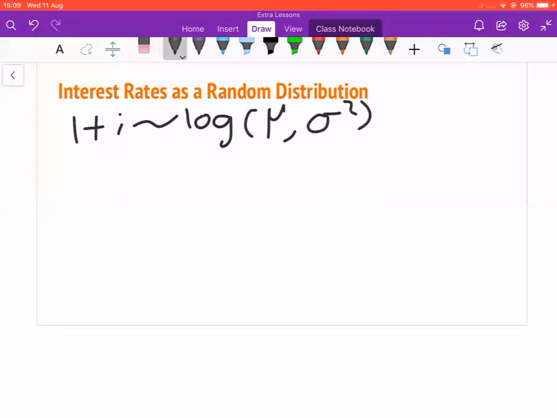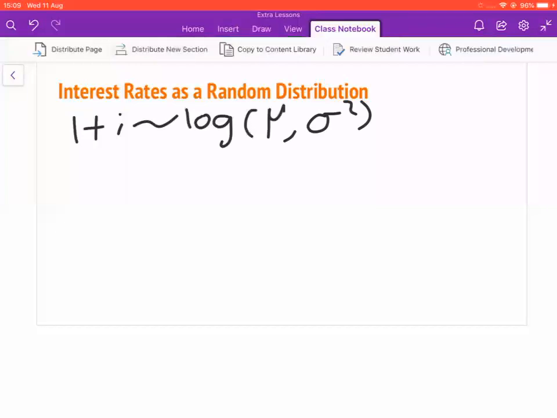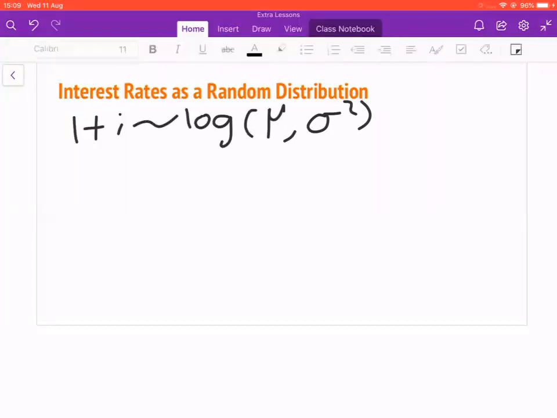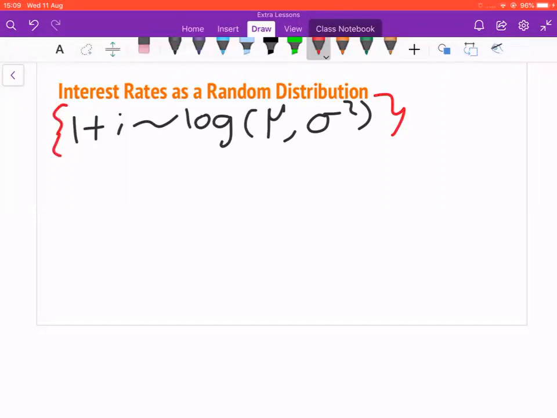You should expect this in your test. I am pretty sure that there is a high chance that they will ask you a question that says that 1 plus i has a log normal distribution.